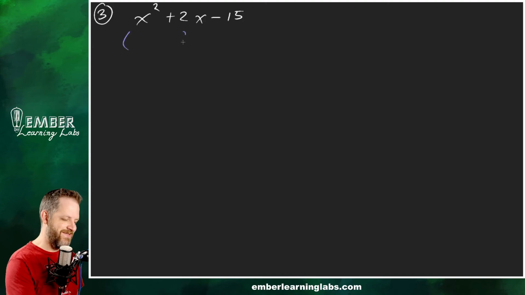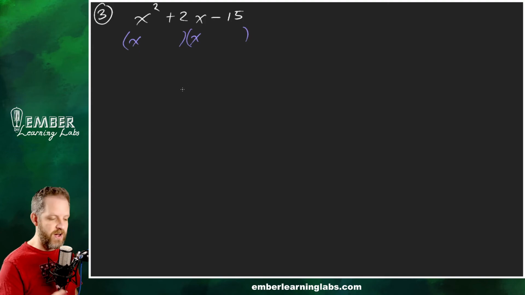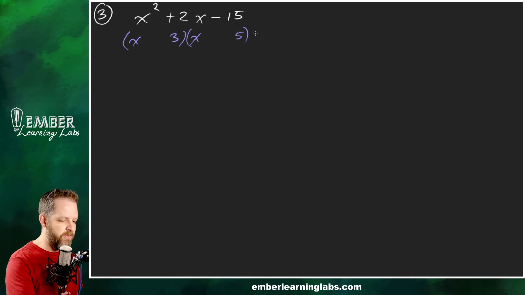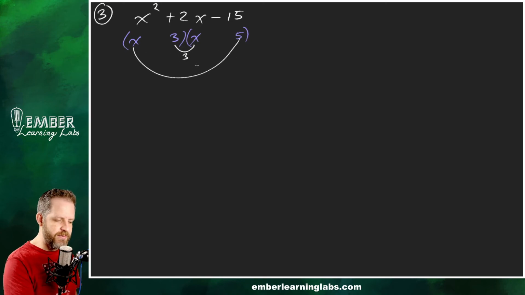2 sets of parentheses. First slot, 2 things that multiply to get the first one, x and x. 2 things that multiply to get the second one. So we got 15. So 15 and 1, 3 and 5, right? So let's do 3 and 5. Now we're going to smiley face. 3 times 1 is 3. 1 times 5 is 5.